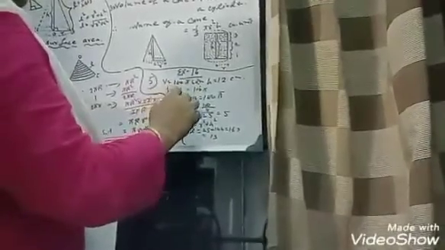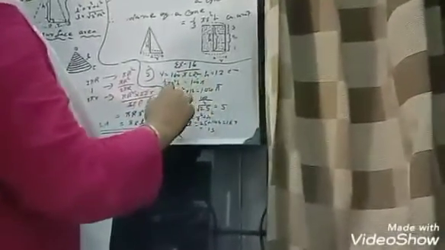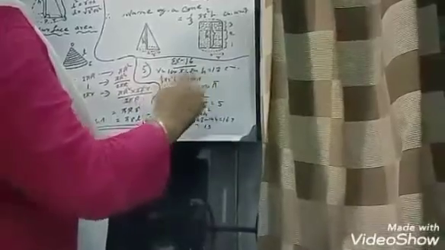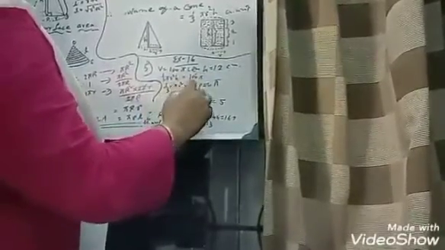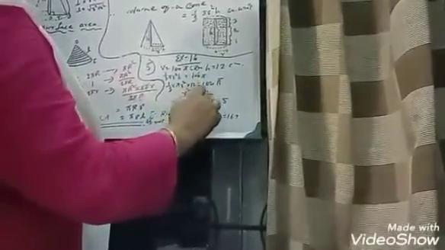So 1/3 pi r square into 12 equal to 100 pi. So r square equals, this pi will be cancelled and we will get r square equals 100 by 4. r square equals 25. So r equals 5.